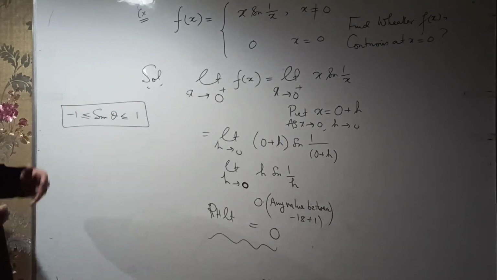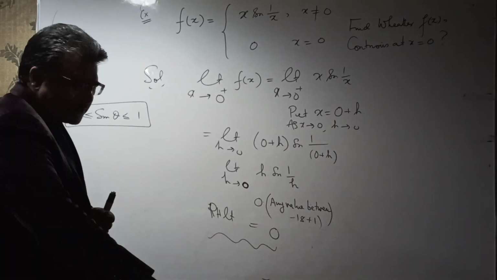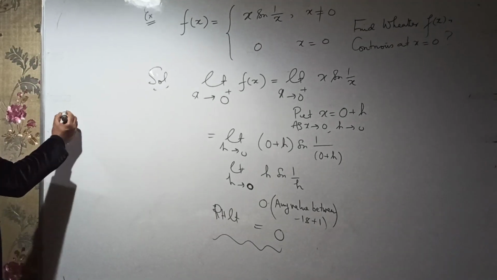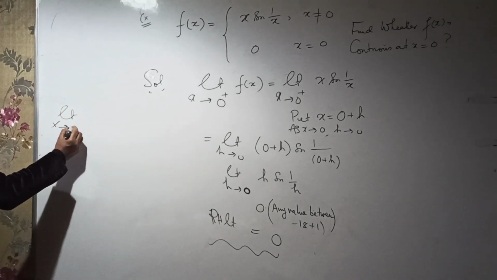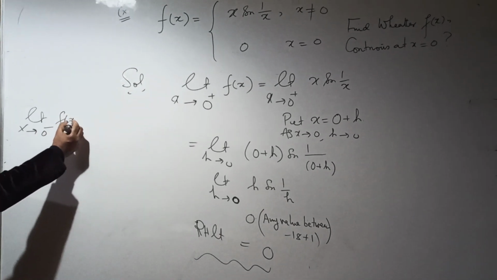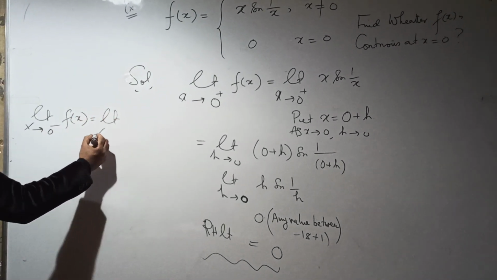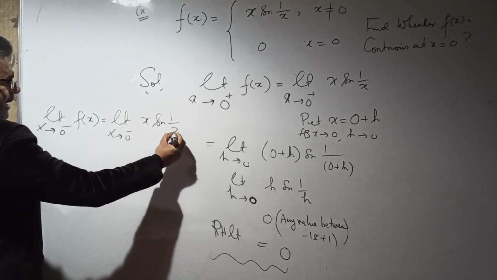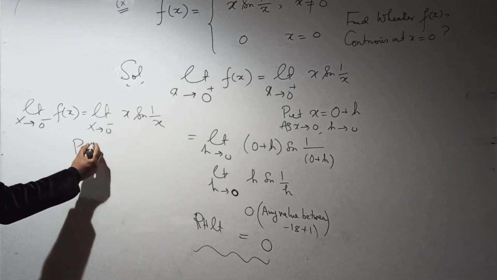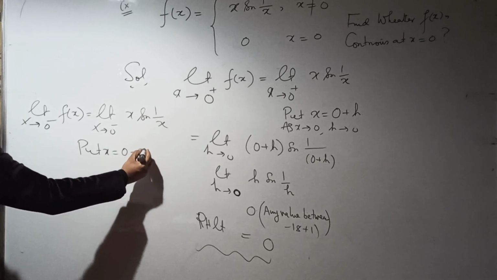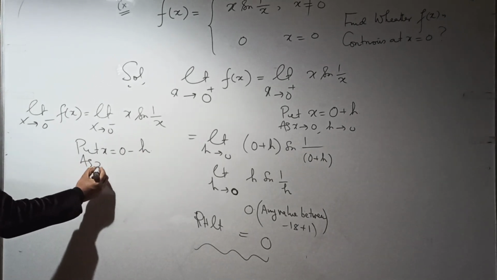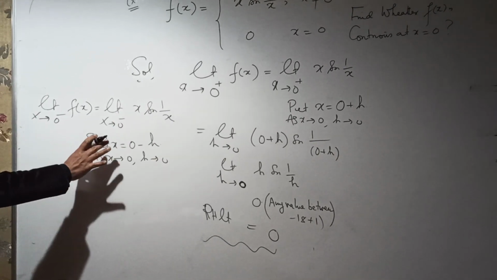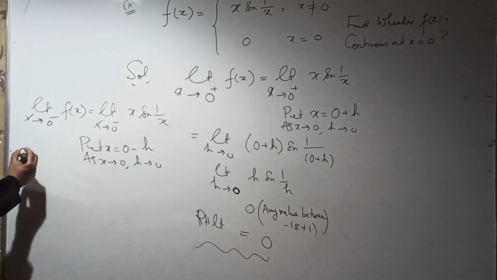Now we'll come to the left hand limit. So what is the left hand limit? I will come here. Limit x tends to 0 minus f(x). That is limit x tends to 0 minus x times sine of 1 by x. Now you put x is equal to 0 minus h. As x tends to 0, h will also tend to 0. Similarly, instead of 0 plus h, I have now written 0 minus h.